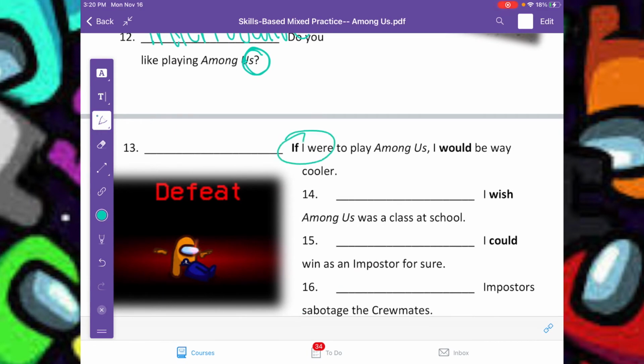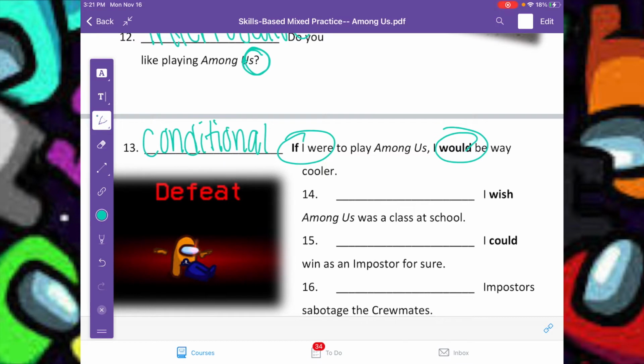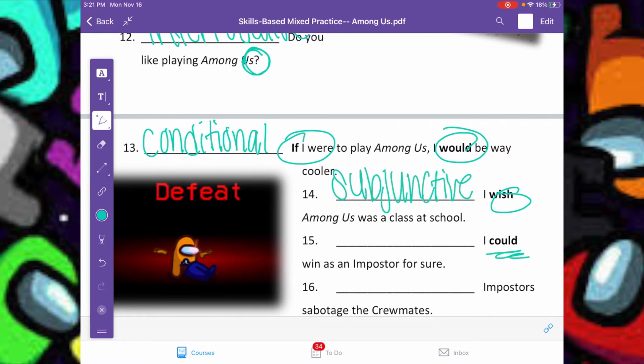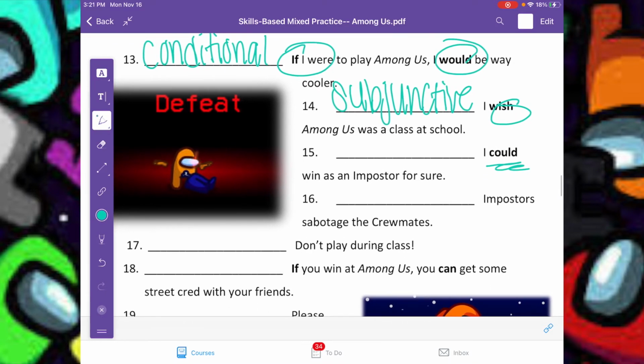13, if I were to play Among Us, I would be way cooler. If this happens, then this happens. It's dependent on a special condition. So this one is conditional. I wish Among Us was a class at school. Wish. This is subjunctive. I could win as an imposter for sure. I could do this if I played. This is conditional.